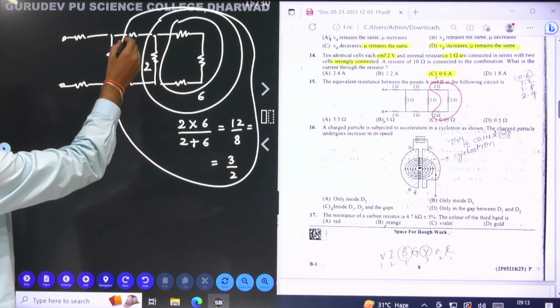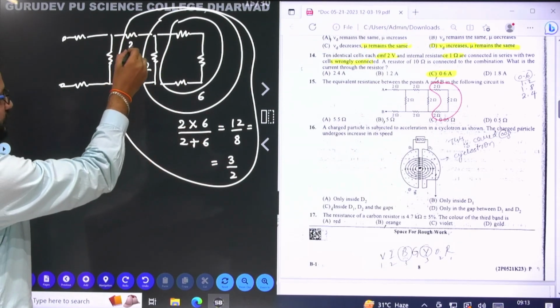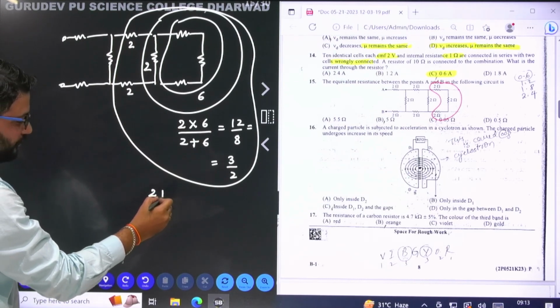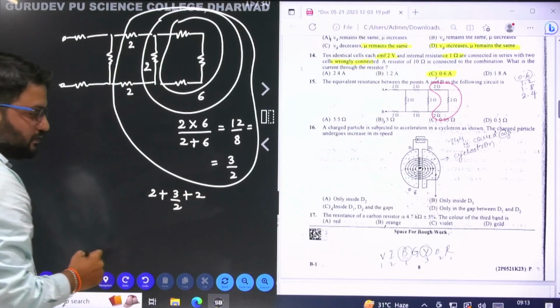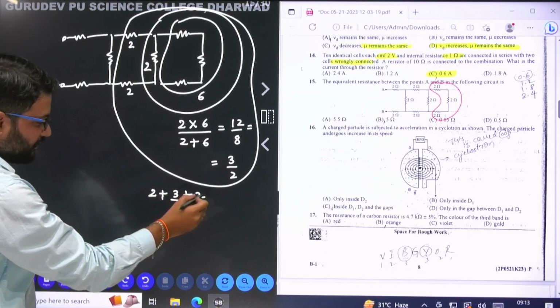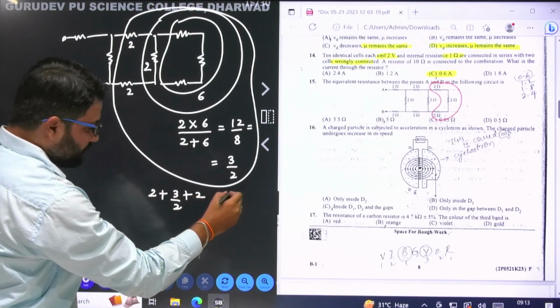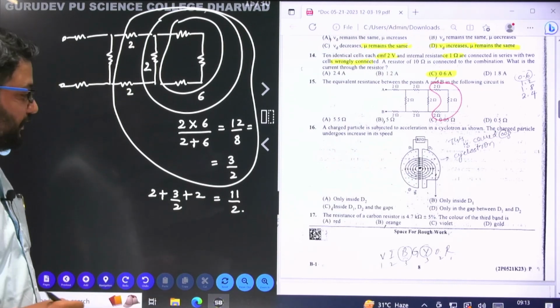Combining this whole thing, that is 2 ohms and 3 by 2 plus again 2 ohms here. This is 2 ohms, this is 2 ohms. You stick on with the concept, try to think what I am trying to tell you. 2 plus 3 by 2 plus 2. So what do you get here? 4 plus 4, 8. 8 plus 3 is 11. 11 by 2. The value is 11 by 2.